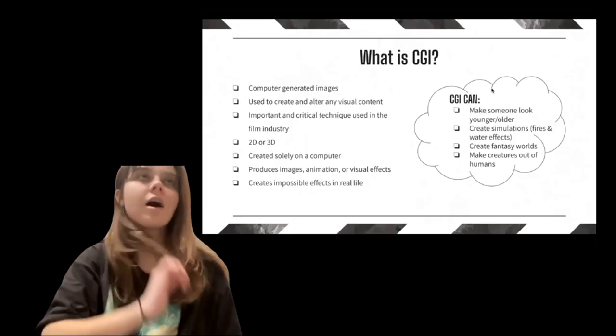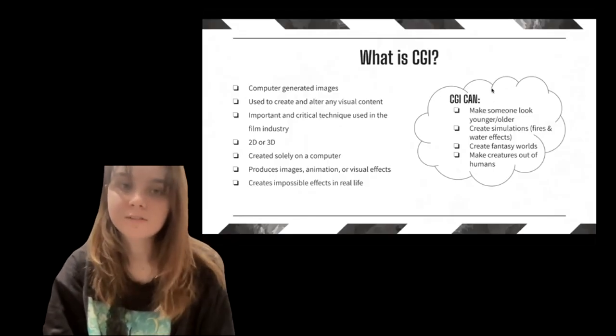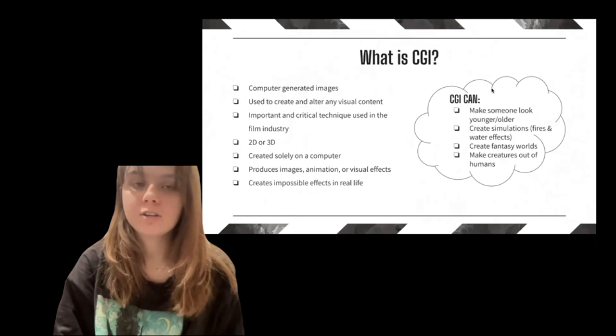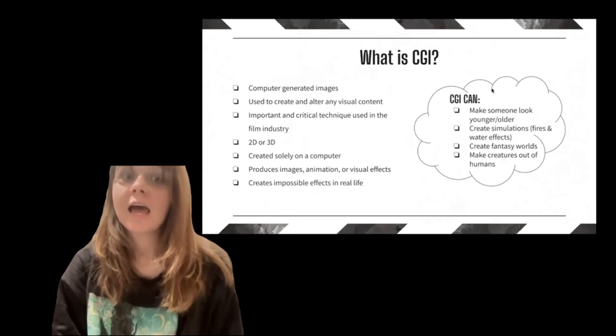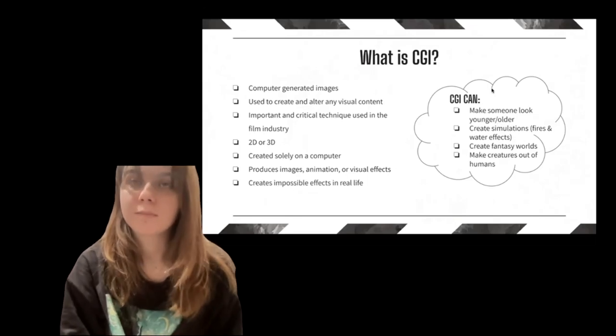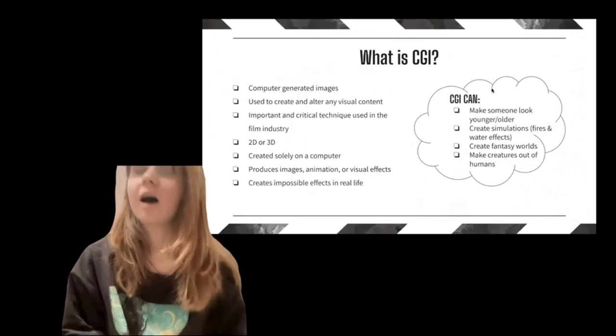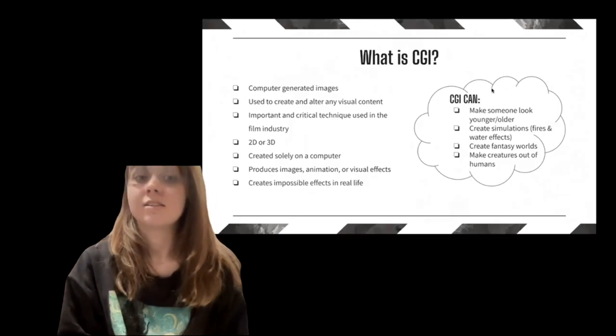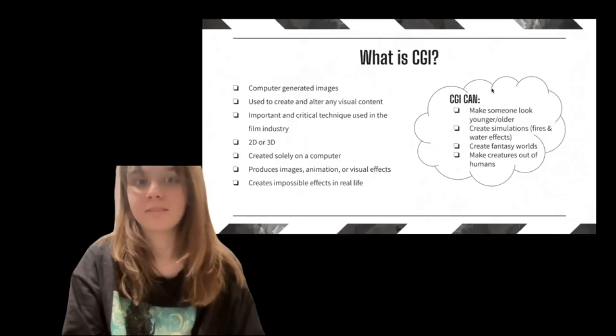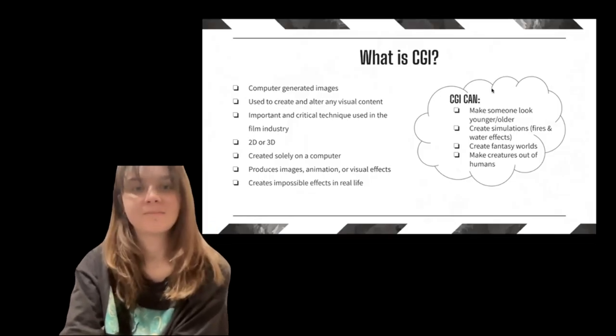Some noticeable examples of CGI are Avatar, Jurassic World, and Toy Story was actually the first film that was made in completely CGI. So that was a big part of the CGI.